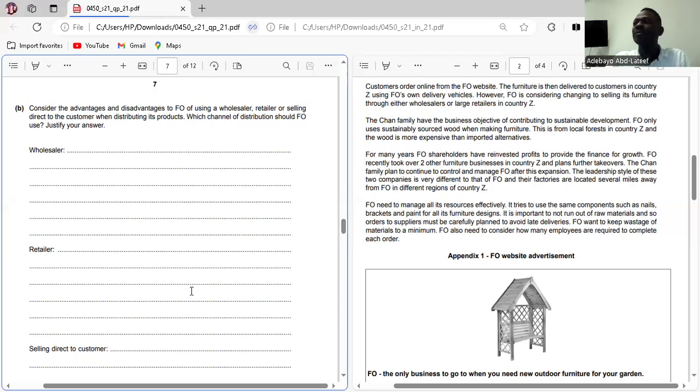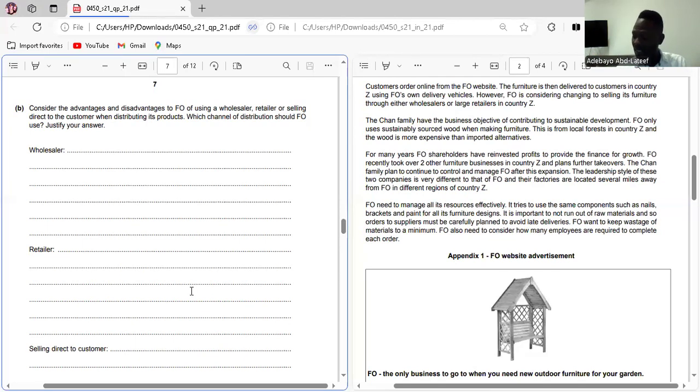Because the wholesalers are the ones who buy in bulk. They might pay for delivery, or you might be paying, but it's going to be a one-off thing, unlike when you have to sell to different retailers. Clear?